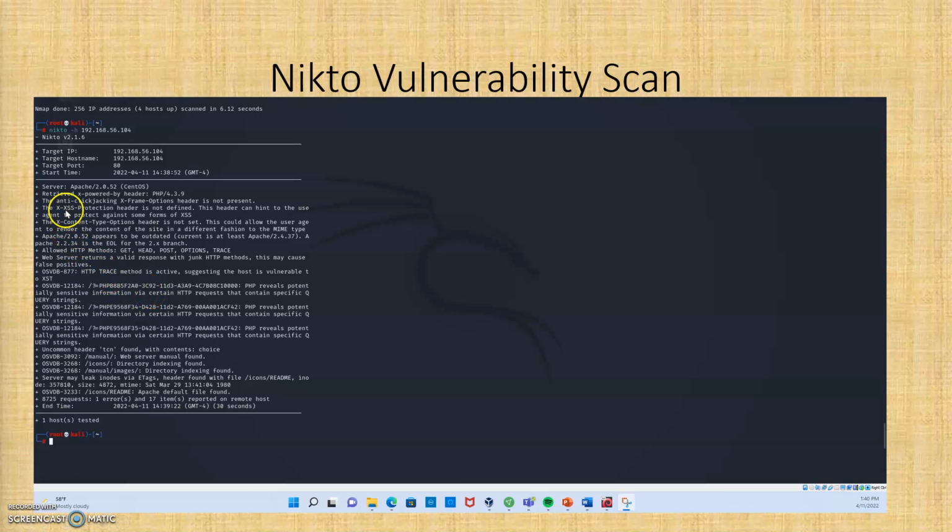We can see the anti-clickjacking X-Frame-Options header is not present vulnerability. We can also see some cross-site scripting vulnerability, as well as outdated operating system and Apache servers.